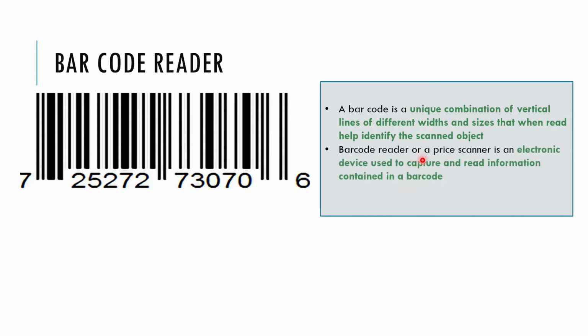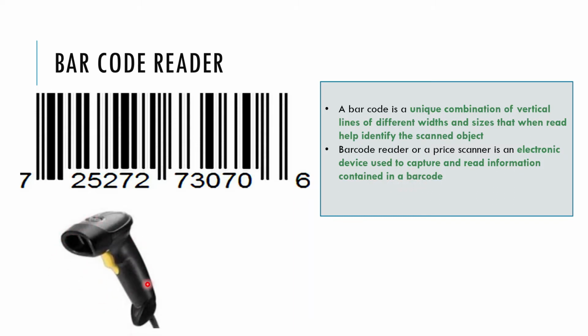A barcode reader or a price scanner is an electronic device used to capture and read information contained in the barcode. So this is the picture of a barcode reader. The cashier basically uses the barcode reader to scan the barcode on the product, which is entered as an input to the computer, and then the computer uses this barcode to identify the product.